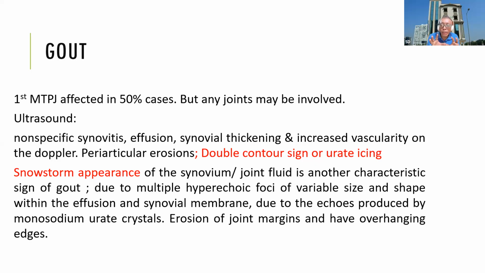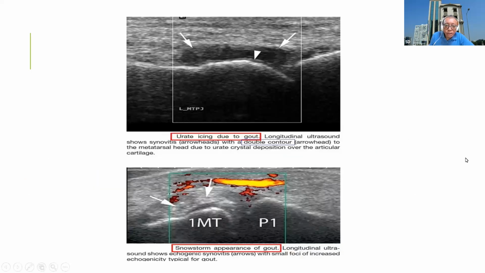So these hyperechoic foci within the joint, along with synovitis and synovial membrane thickening, are seen as a snowstorm appearance. And these are the characteristic features of gouty arthritis. So here you can see the upper picture. If you look carefully where my marker is located, at the arrowhead, you can see a white line over the hyaline cartilage. So this is the urate icing or double contour sign.